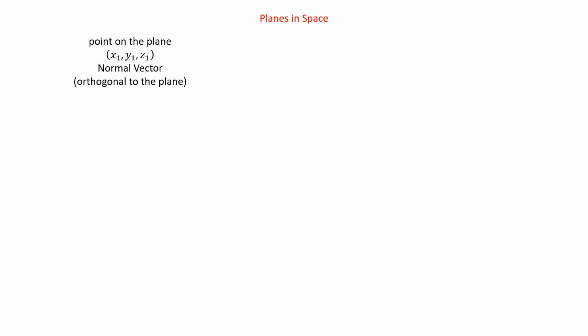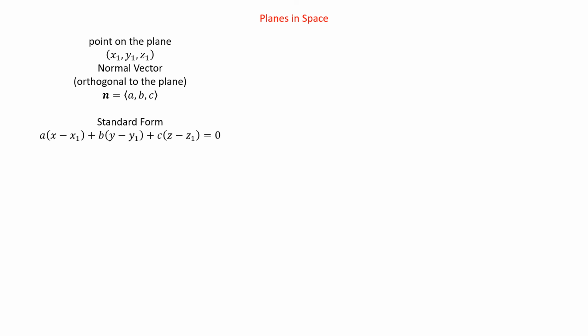So it's one that's coming out at 90 degrees from the plane. There's one vector that will do that, plus scalar multiples of that vector. And so that's what's called the normal vector, and we're going to call it ABC, just like we called the vector for the lines. Kind of strange.